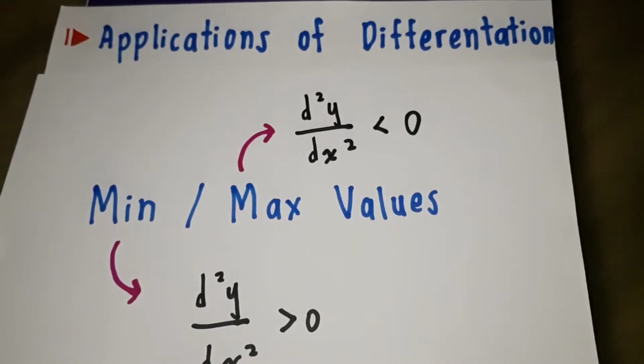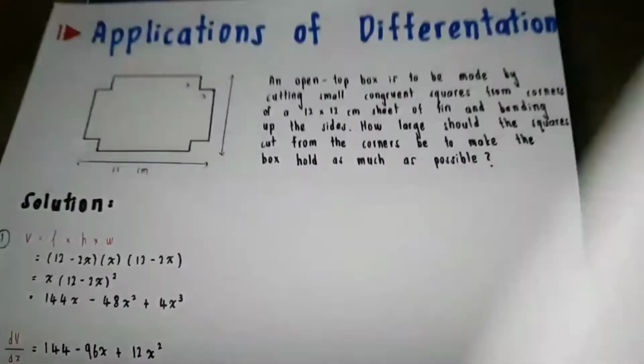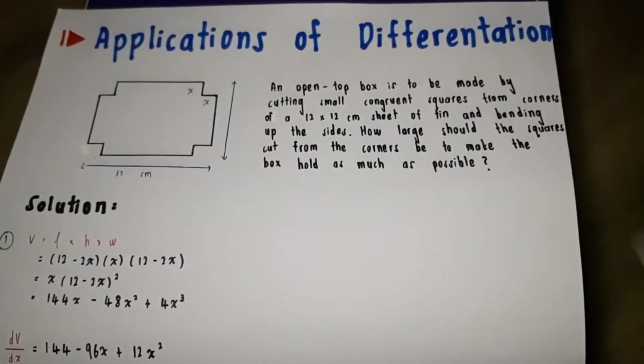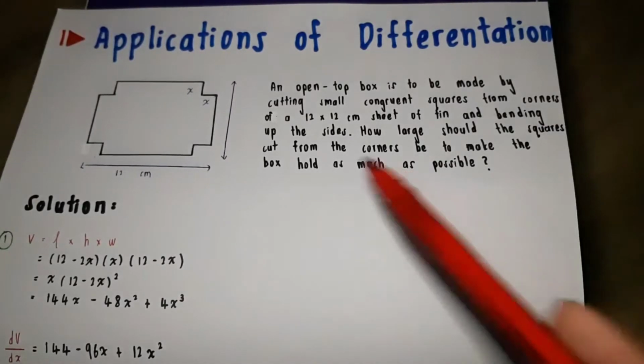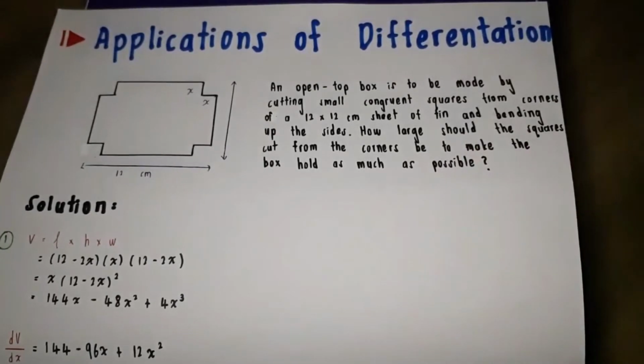So, for the topic application of differentiation, I have chosen minimum and maximum value. For example, this question: an open top box is to be made by cutting small congruent squares from the corners of a 12 x 12 cm sheet of tin and bending up the sides. How large should the square cut from the corners be to make the box hold as much as possible? So, we know from this, we need to find the maximum.